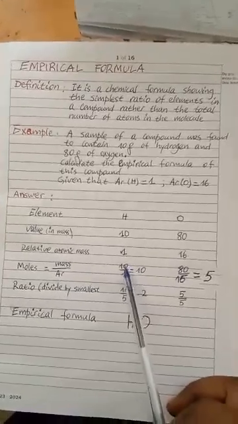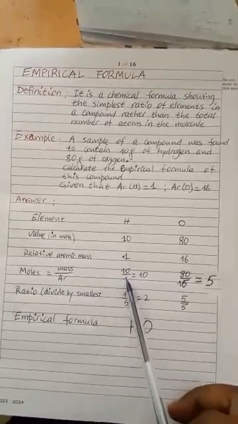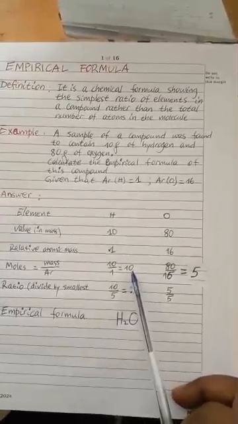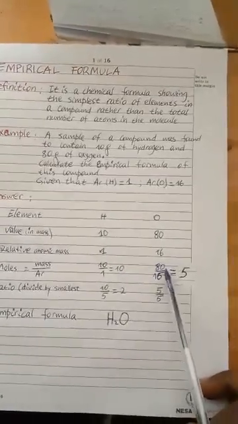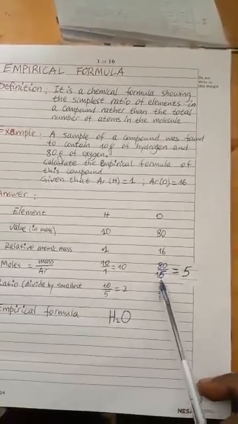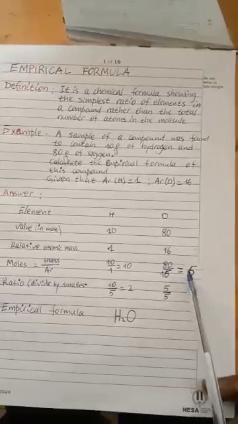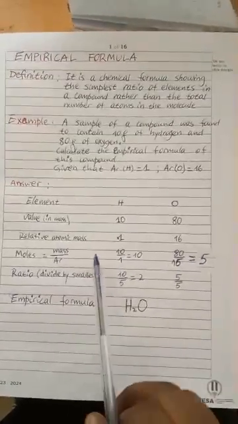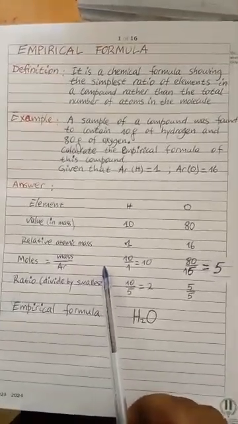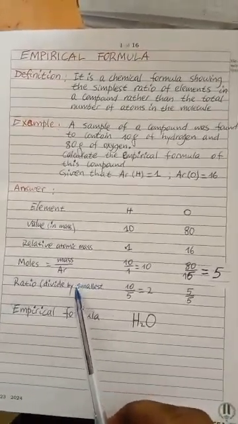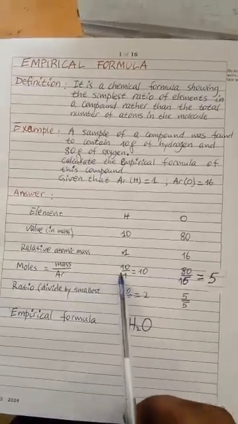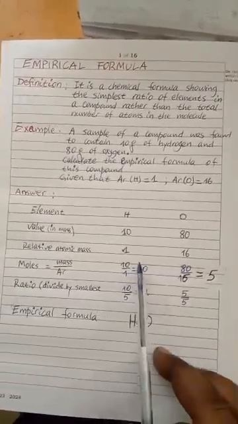For hydrogen, it is 10 divided by 1, which is equal to 10. For oxygen, it is 80 grams over 16, which is equal to 5. So now we have the moles. We also have to calculate the smallest ratio. We have to identify the smallest ratio in moles.